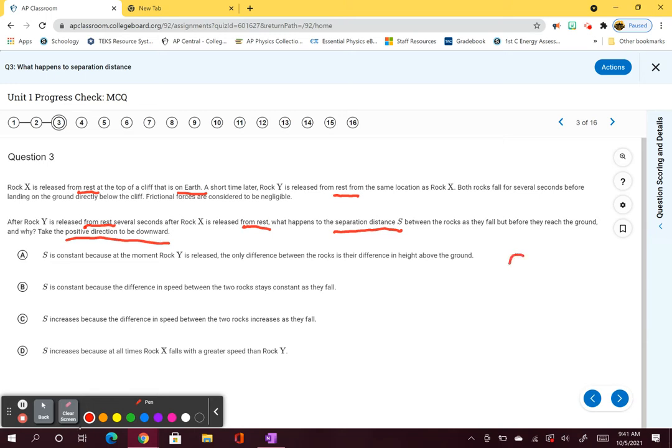So now we're comparing the two rocks. We have rock X and we have rock Y. So rock X gets dropped first. So after 1 second, goes here. 2 seconds here. 3 seconds here. And so on and so forth. So let's say after 2 seconds, at 3 seconds, rock Y gets released.